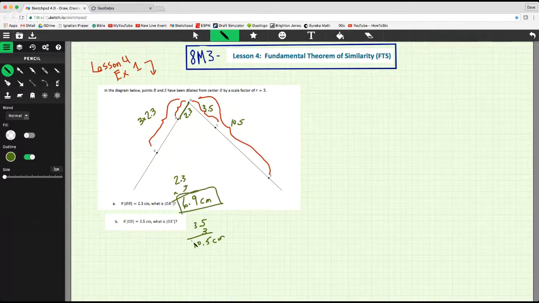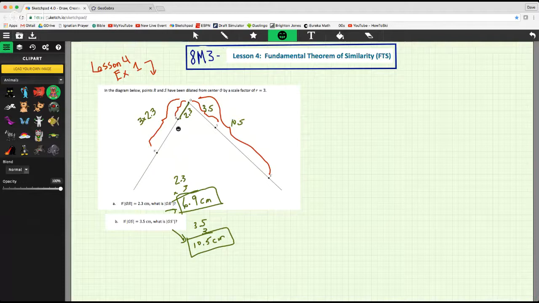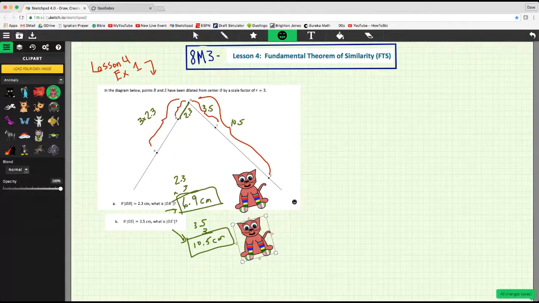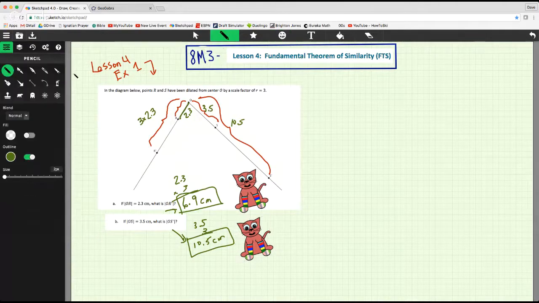So let's box up our answers like we like to do, commit strongly to our answers, and lay down our happy cat for both of our answers. Now the interesting thing about the fundamental theorem of similarity, there's nothing that we've done so far that has anything to do with it, but I'm just going to draw some lines here. And I want to look at something.